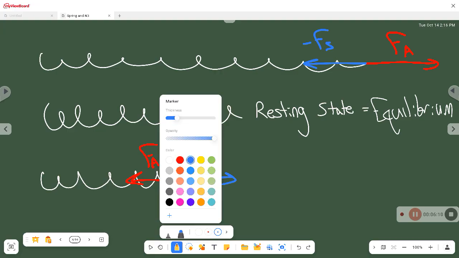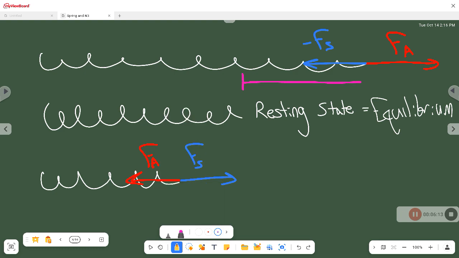While we're at it, why don't we go ahead and label our displacement of our spring, so the distance between the resting position and where it is stretched to, or the distance between the resting state and where it was compressed to. Now notice here on the bottom one, that has a negative displacement because it is being compressed. It is being squished to the left, okay?